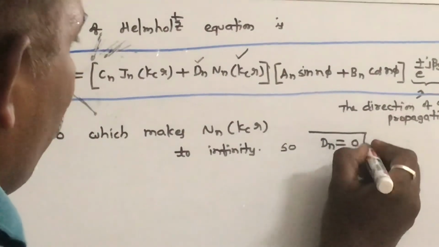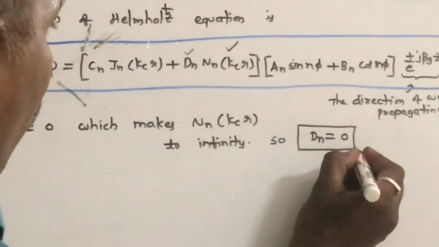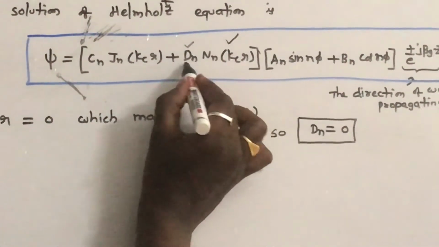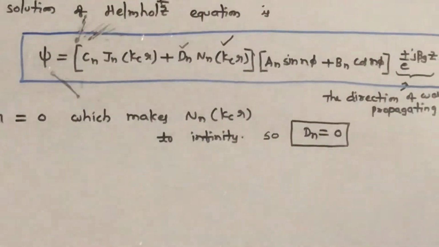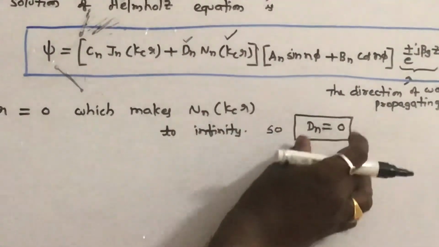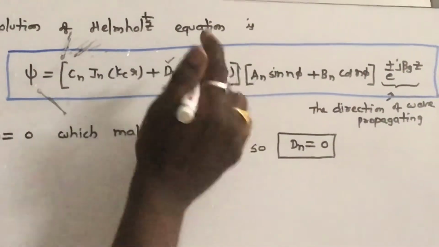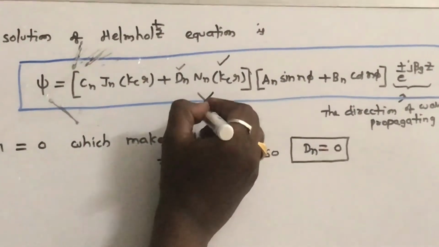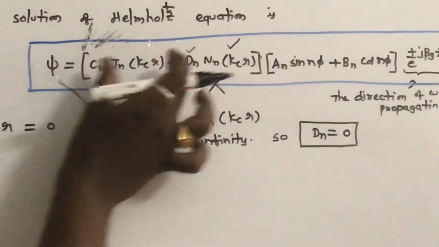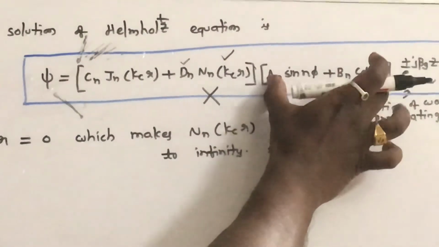Therefore, in order to make this term 0, we take dn is equal to 0. So that means this is the first one. Let us modify. You can remove this term, so this term will be there. Now modify this one.